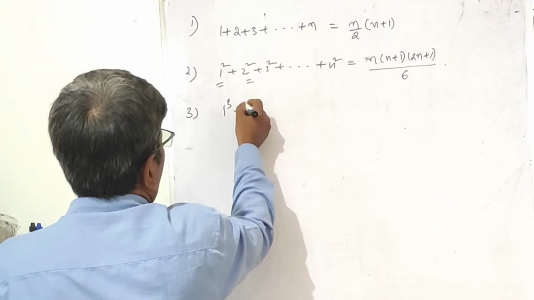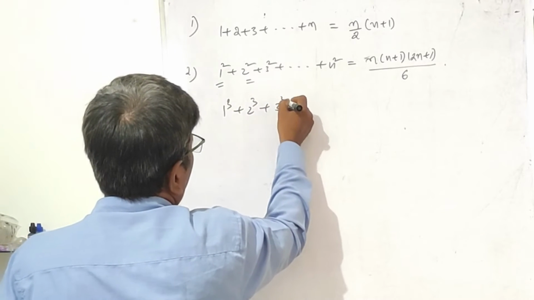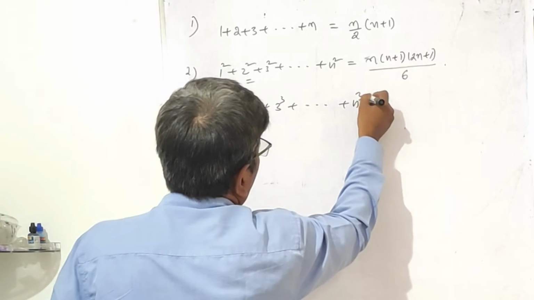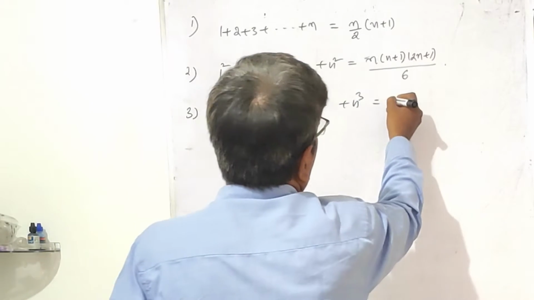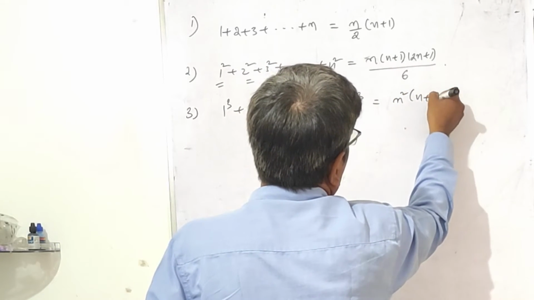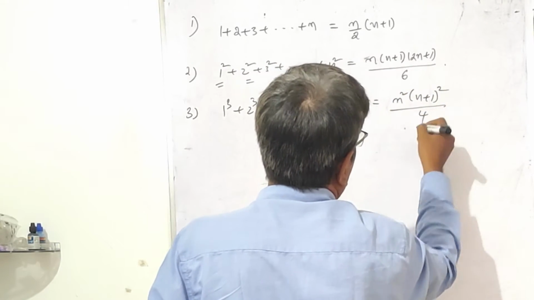The third one is 1 cube plus 2 cube plus 3 cube and so on up to n cube, the sum of the cubes of n natural numbers. It is n square into (n plus 1) whole square by 4.